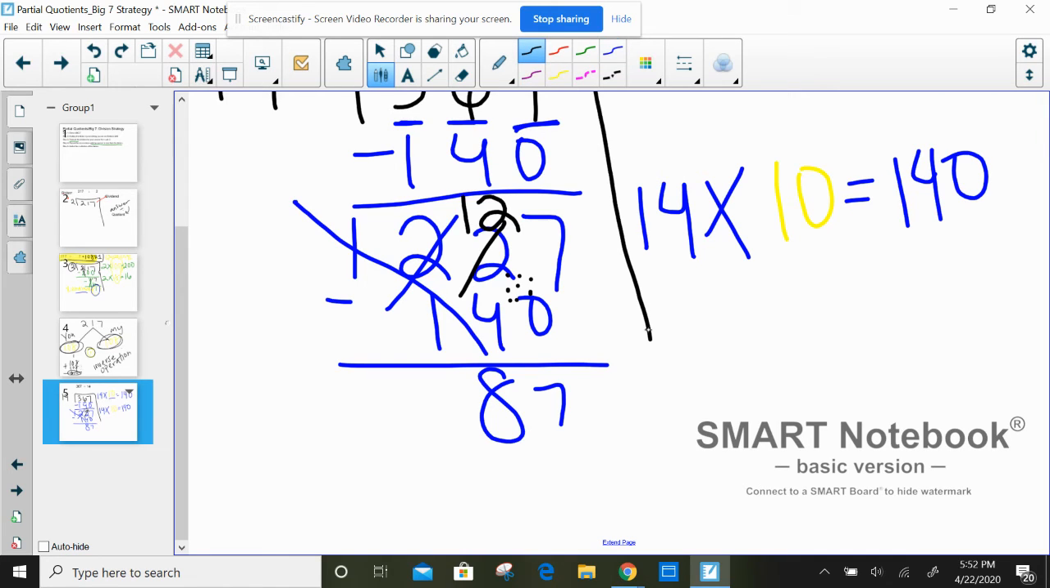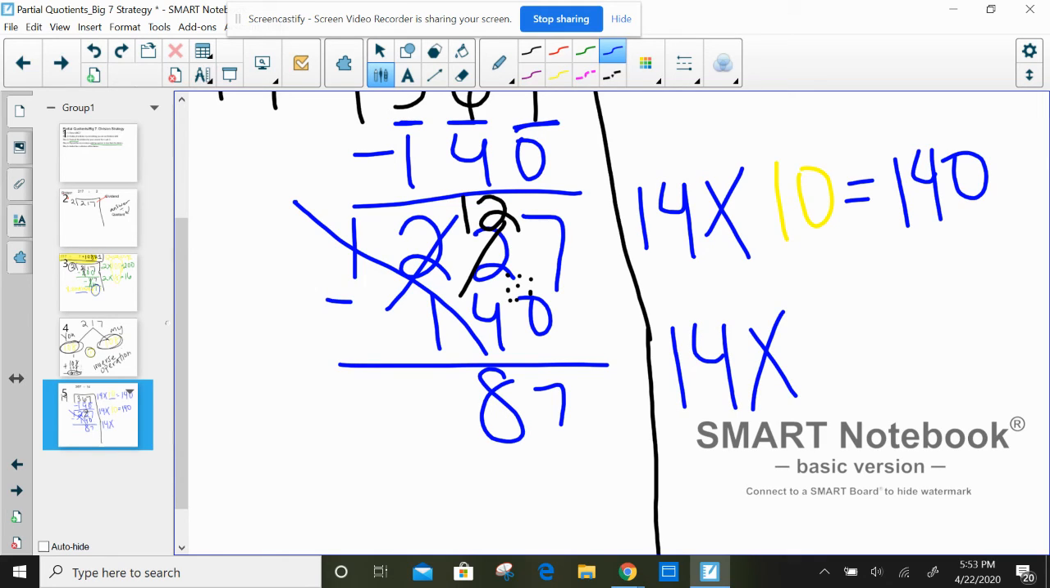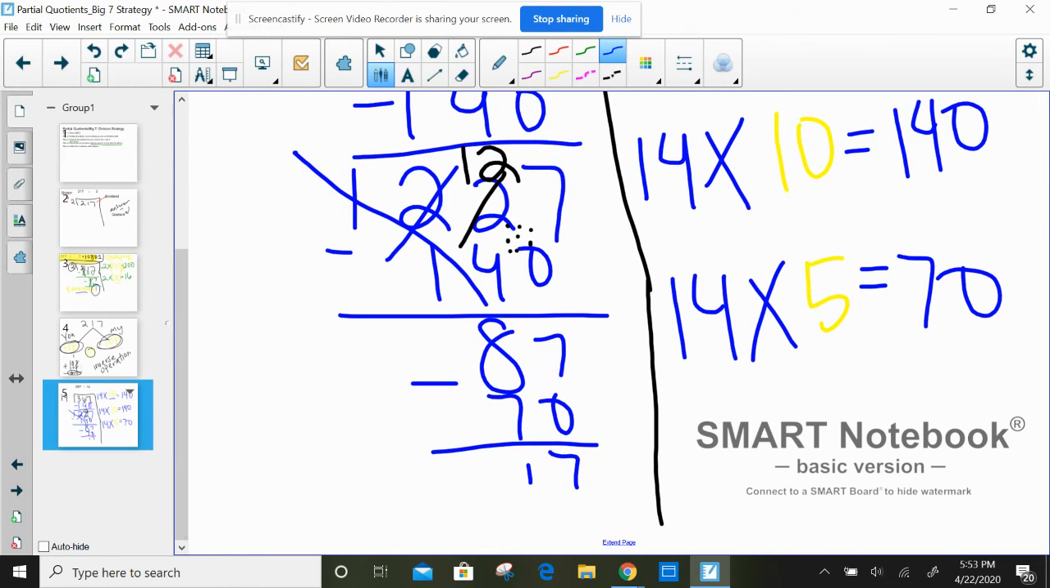So now I want to know 14 times what gets me close to 87. I'm going to do 5 because I know 14 times 5 is 70, which is pretty close. You don't have to get exactly to the number because sometimes you just might not be able to. So I'm going to do 14 times 5, which gives me 70. 7 minus 0 is 7. And then 1, because 8 minus 7 is 1.